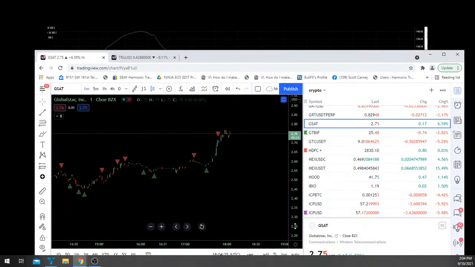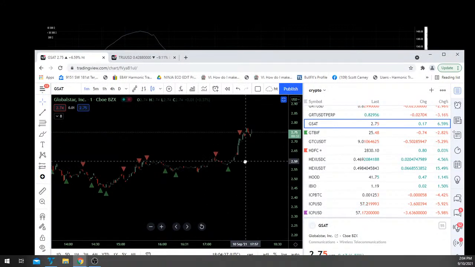Let me look at GSAT. GSAT's going to be good. There's a few more that I'll cover next week, though.